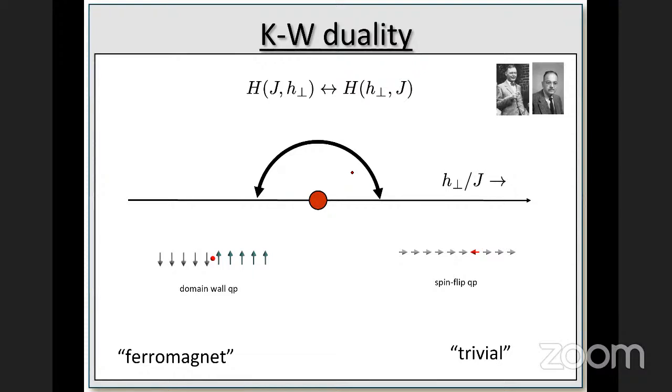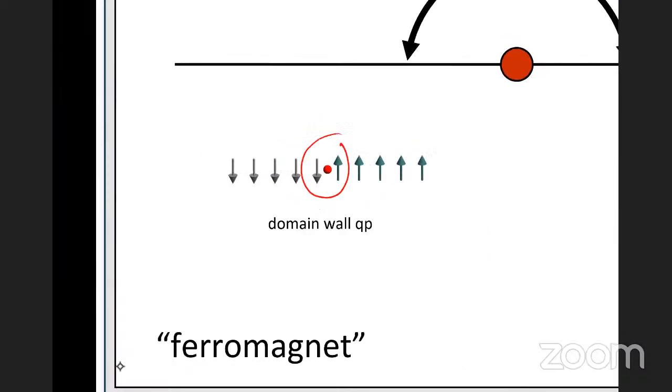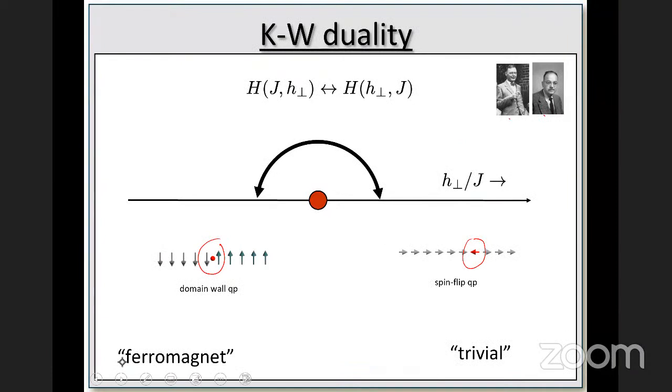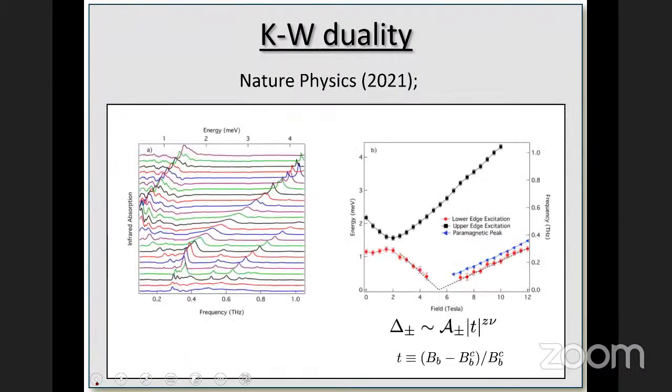The gap to create domain walls is identical to the gap to create spin flip quasi-particles. So by the way, this is a picture of Kramers and Wannier. But now, interestingly, when you do experiments, you cannot create single domain walls. You always have to create pairs of domain walls. So I think maybe I skipped here. This is the experimental data. So this is some experiment that's done in Estonia with terahertz absorption. But the interesting thing is that this is the absorption line for domain walls, and this is spin flip quasi-particles.